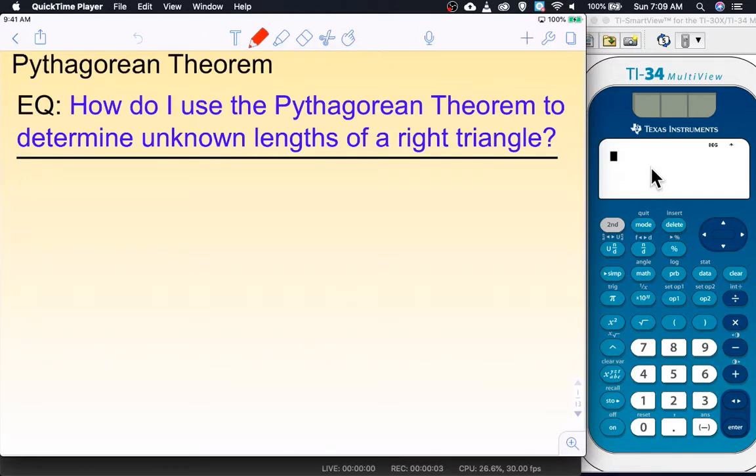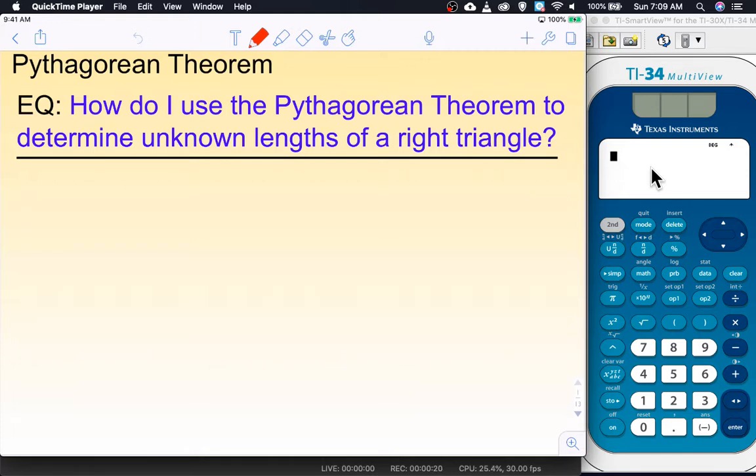Hello and welcome to this new lesson on Pythagorean Theorem. So we're starting a new unit on the Pythagorean Theorem. There are 4 different lessons about the Pythagorean Theorem. Each one has a kind of different theme.